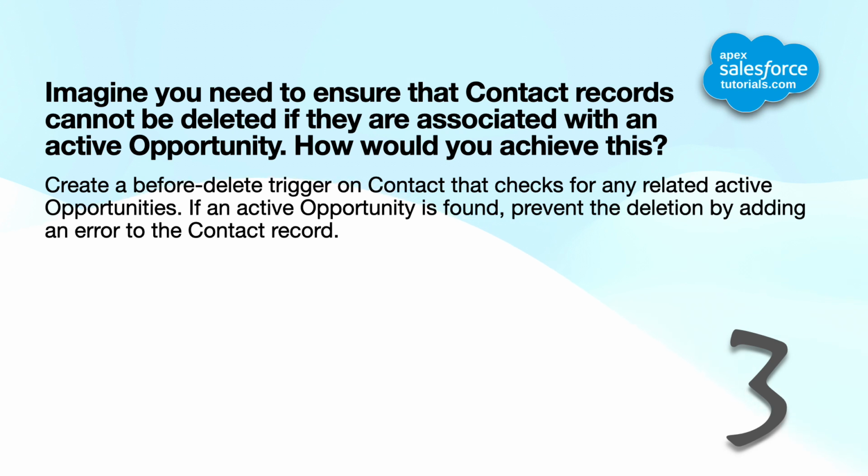Third is, imagine you need to ensure that contact records cannot be deleted if they are associated with an active opportunity. How would you achieve this? Answer: create a before delete trigger on contact that checks for any related active opportunities. If an active opportunity is found, prevent the deletion by adding an error to the contact record.